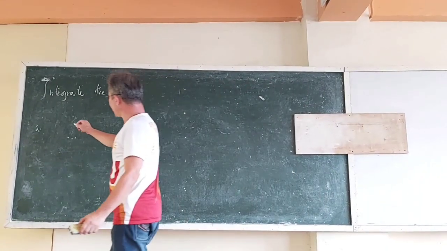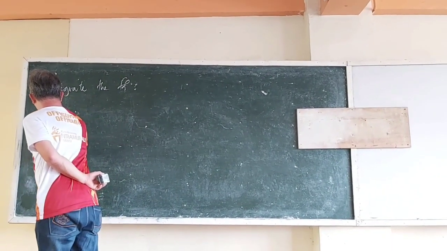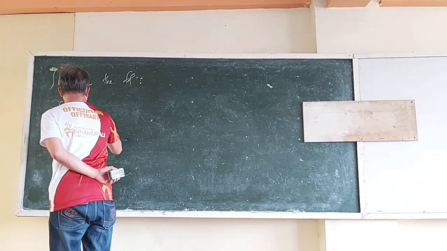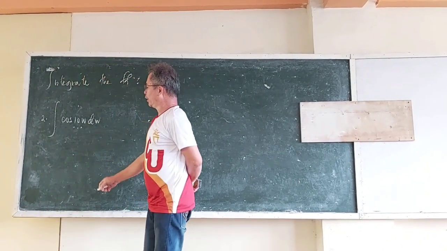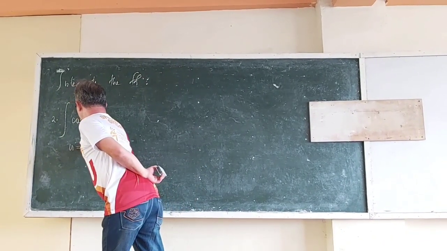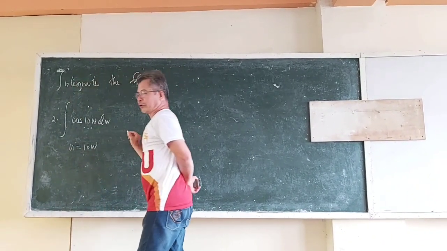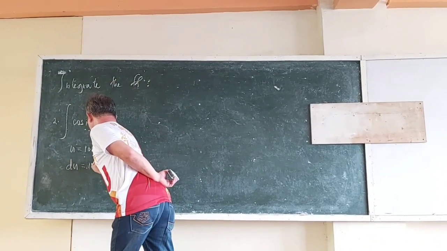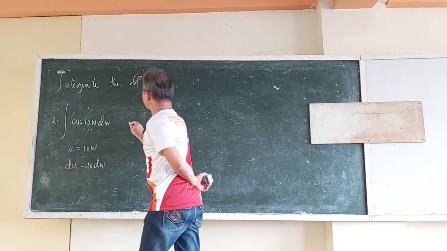Okay, number 2 example. Integral of cosine 10w dw. Okay, you look at the u portion. The u portion is 10w. So differentiating it, du is equivalent to 10 dw. So continue.